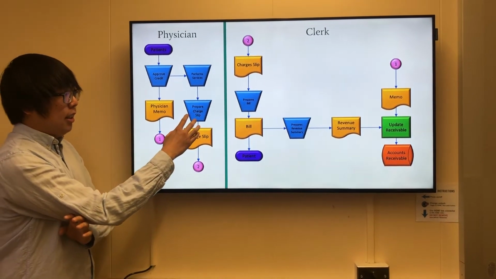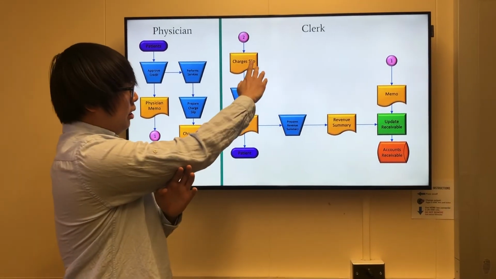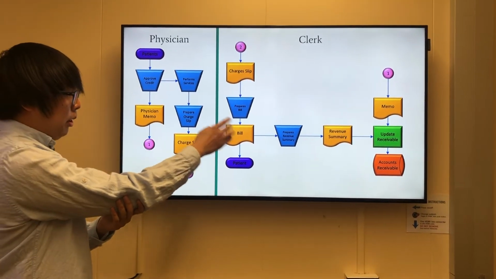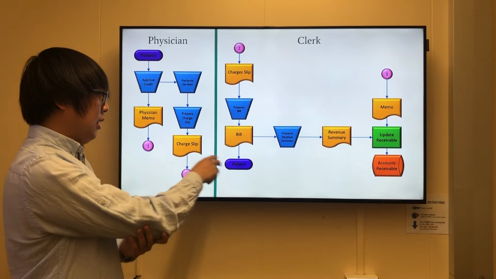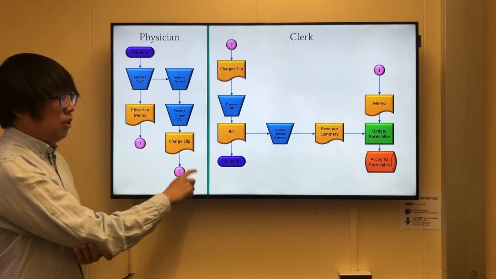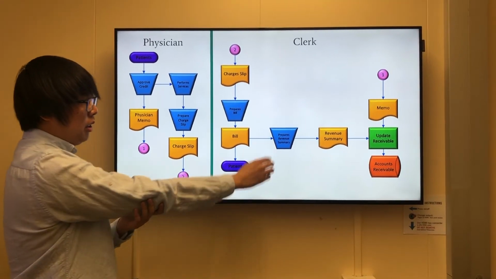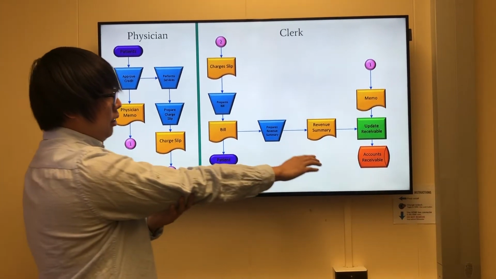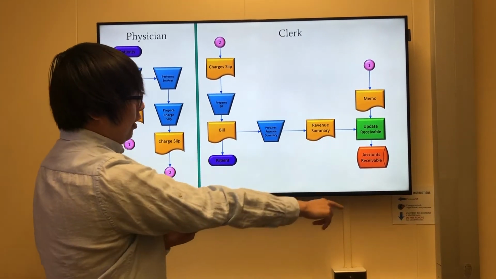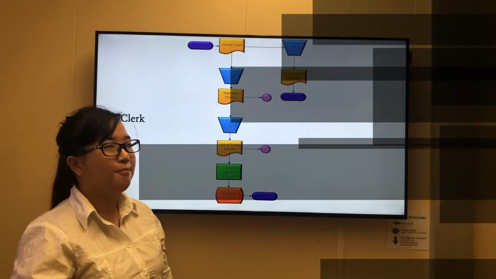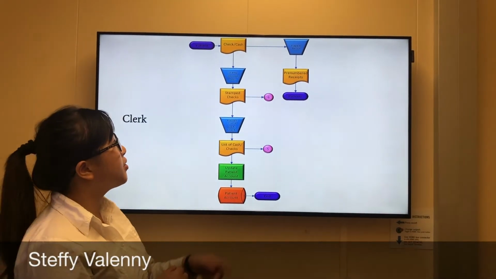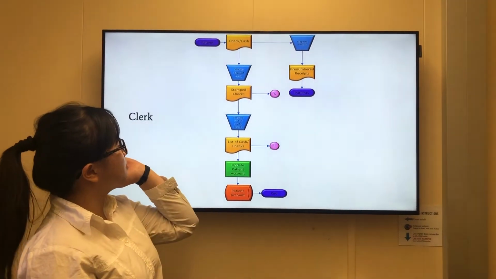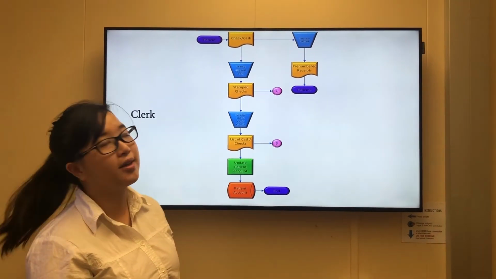The charge slip is then sent over to the clerk, who takes that document and prepares a bill. The bill is first sent to the patient, and a copy of the bill is then used to prepare a revenue summary. That revenue summary is then cross-referenced with the memo in order to update the accounts receivable database. My colleague Melissa just mentioned the payment using credit. Now I want to mention the payment using cash or check.